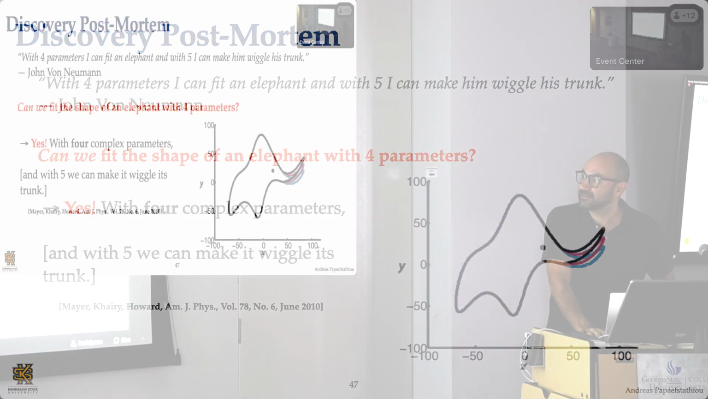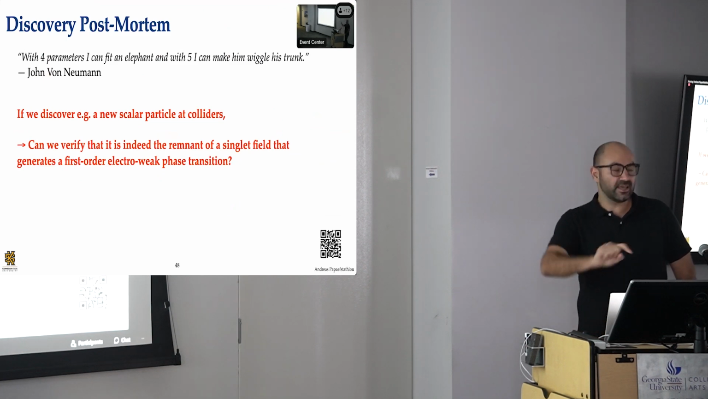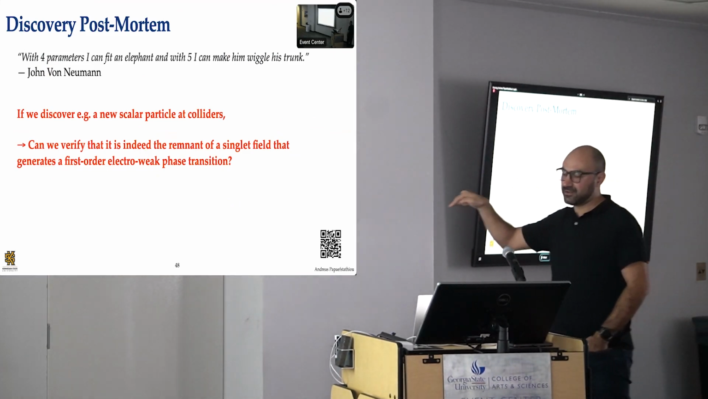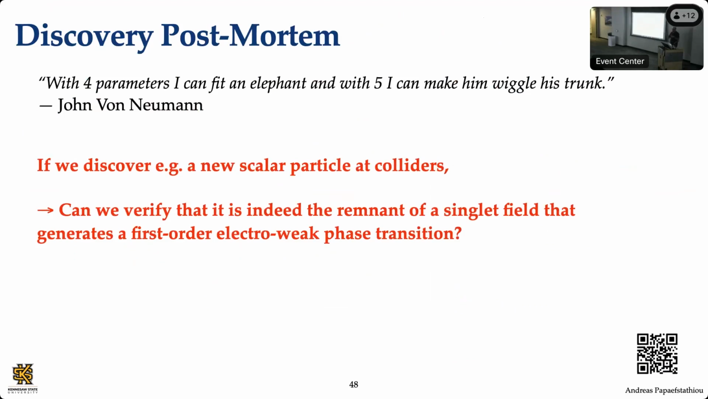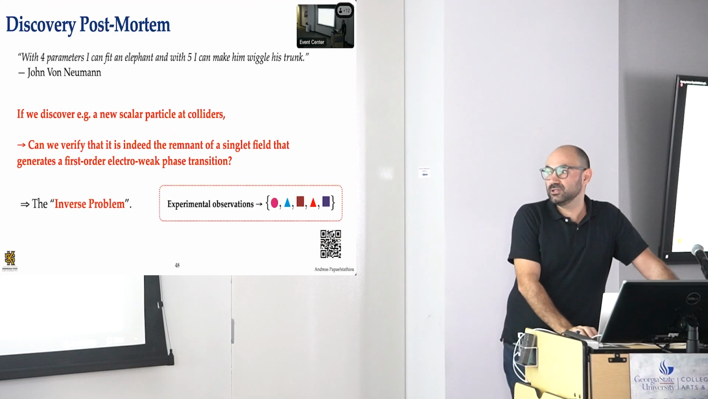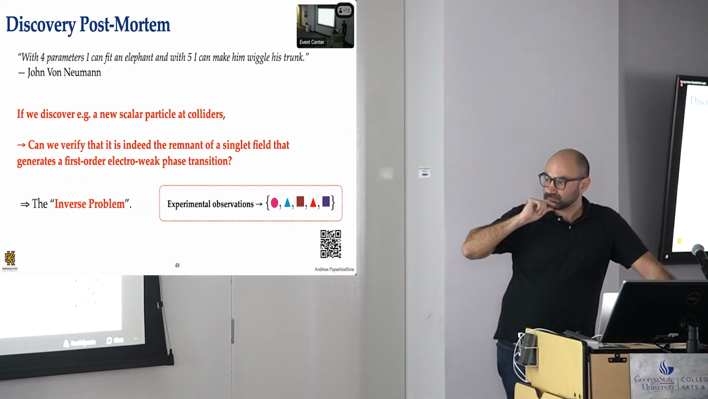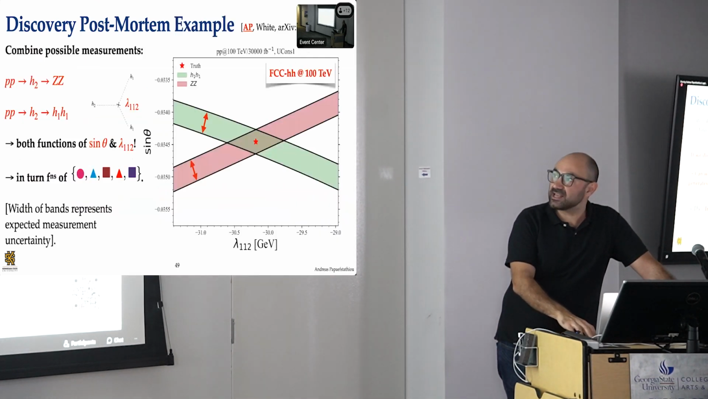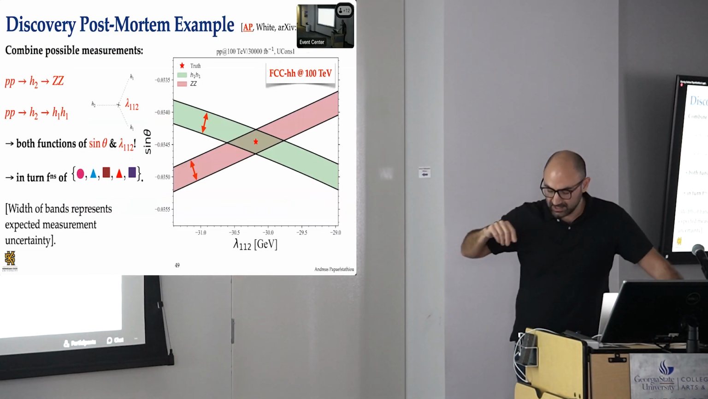I was surprised to find this. So the equivalent question is, if we discover a new particle, can we actually verify that it is related to the theory that we wrote down? We need to be able to go from the observation to the theory, basically, and this is known as an inverse problem. So experimental observations have to connect to the theoretical parameters. So we asked this question for the specific model that I described.